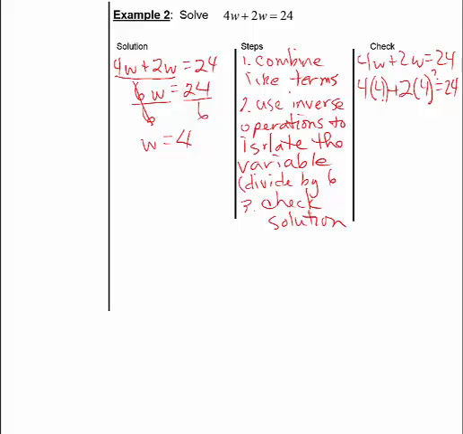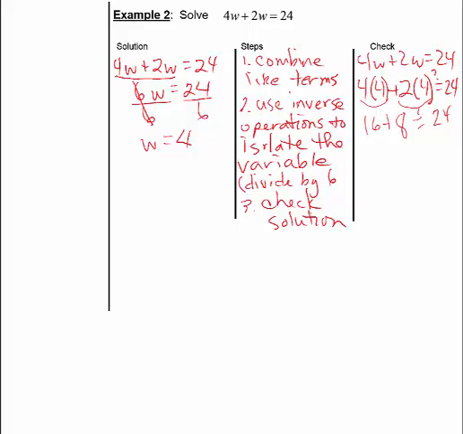So we look for grouping symbols. There's nothing to do inside the parentheses. We look for exponents. There aren't any. Multiply. We have two sets of multiplying parts. So 4 times 4 is 16, plus 2 times 4, which is 8. And we're checking to see if it equals 24.